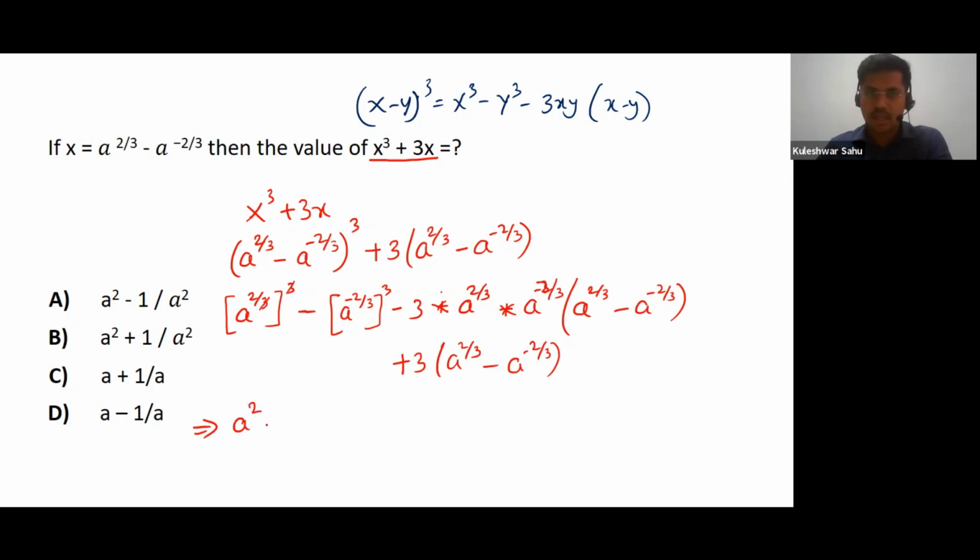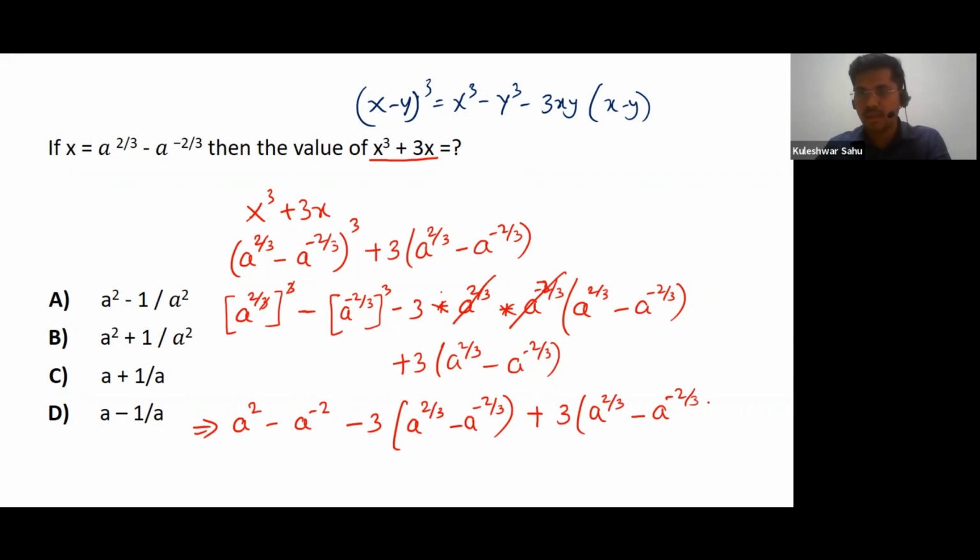So we are left with a square minus, again, a to the power minus 2. a to the power 2 by 3 into a to the power minus 2 by 3 are reciprocals, so they will get cancelled. And we are left with minus 3 times a to the power 2 by 3 minus a to the power minus 2 by 3, plus 3 times a to the power 2 by 3 minus a to the power minus 2 by 3. As we can see, this whole expression will get cancelled and we are left with a square minus 1 by a square, which is option A.